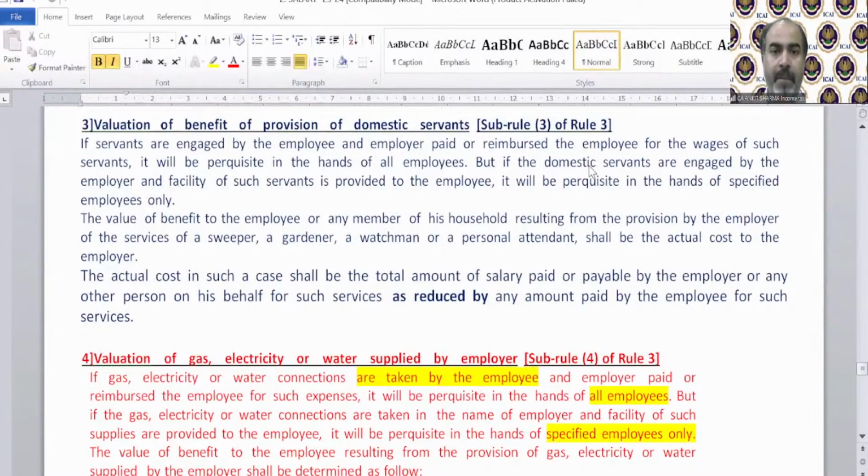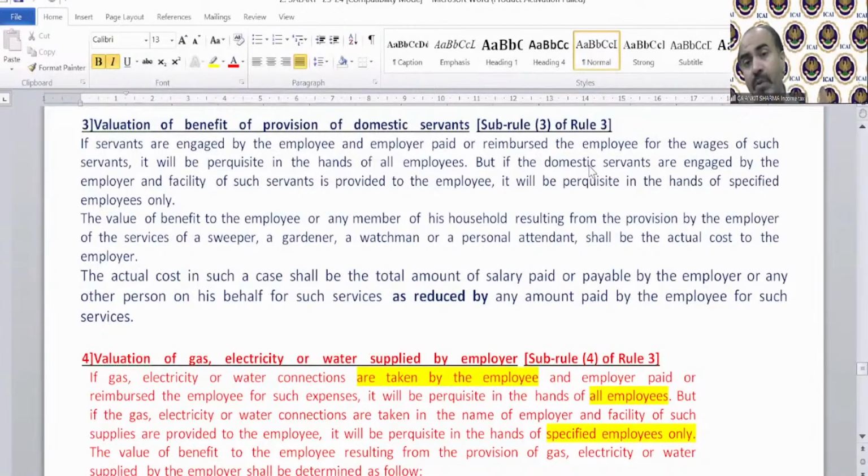So, valuation of the benefit of provision of a domestic servant. These are theoretical provisions. I'll explain the concept to you, and then you can read it later. If the employer provides you a domestic servant for your household work, that is an obligation of the employee met by the employer. So the amount of salary the employer is reimbursing for that domestic servant will be your taxable perquisite. There is a thing you need to understand. If you appointed that domestic servant yourself, and the salary is paid by the employer, this kind of perk is going to be taxable for all employees, whether you are a specified employee or not.